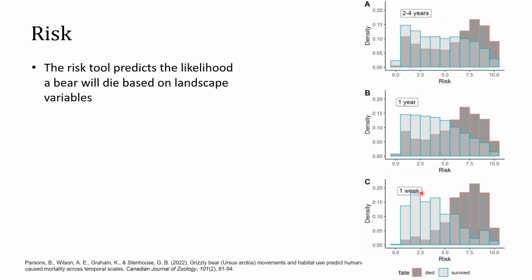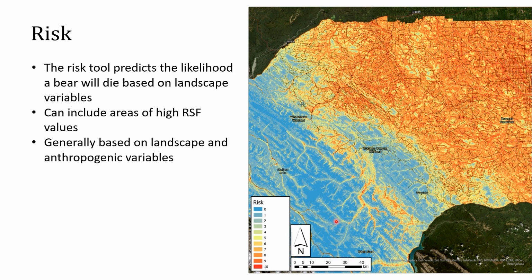You will see that bears that spend more time in risky areas have lower mortality risks than bears that spend less time in risky areas, as they are more used to the risk. However, on a whole, grizzlies that spend more time in risky areas have a significantly higher chance of dying than those that don't. It is important to note that areas of high mortality risk can include areas of high RSF values.